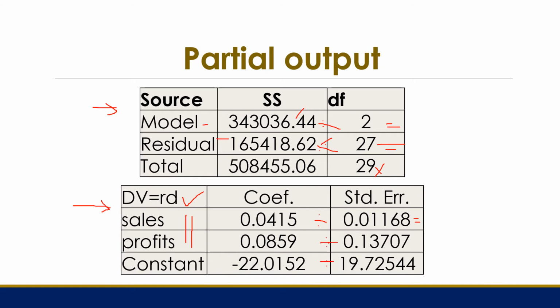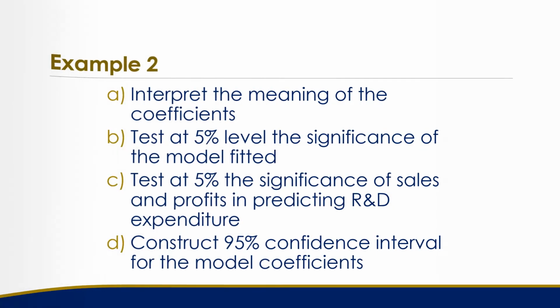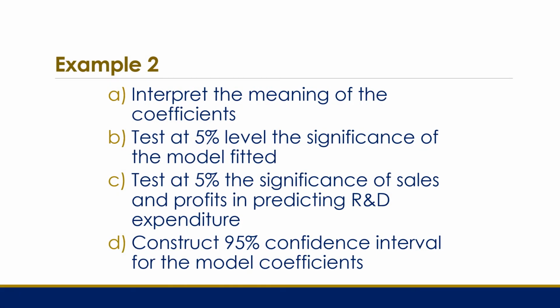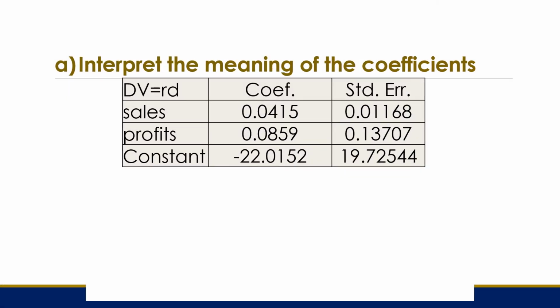So let's see the questions that we are supposed to respond to. So here are the questions. The first thing we are asked is to interpret the meaning of the coefficients, test at 5% level the significance of the model, and so on. You can read all this on your own. Now, first of all, we want to interpret the meaning of the coefficients.